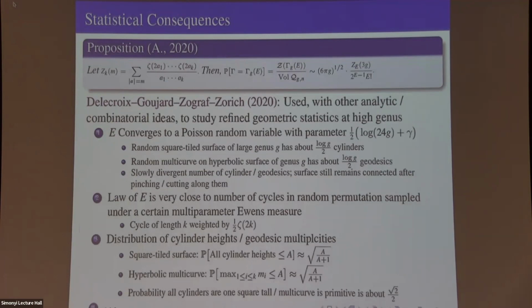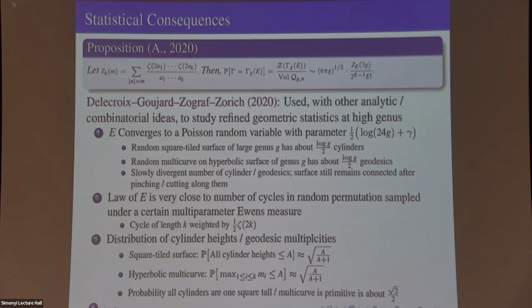Okay, so let me mention a few statistical consequences of this. So I give you one, which is the probability of seeing a given graph. From this, you can start to fish out various other consequences, and you actually need quite a bit more work, which was done by these four authors. You can fish out a number of other geometric consequences of these formulas.